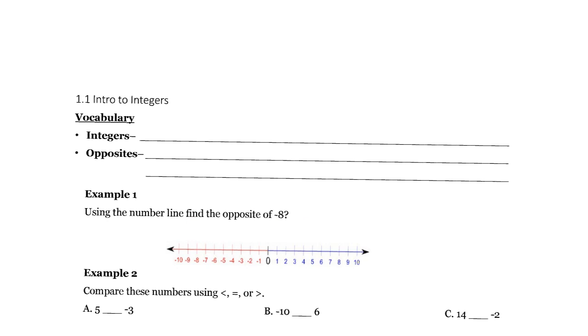All right, so let's kick this section off by talking about some vocabulary. Our first definition is integers. Integers are a set of positive whole numbers, their opposites, and zero. I think you know what positive whole numbers mean and what zero means. So the only definition we might be unsure of is what opposites mean.